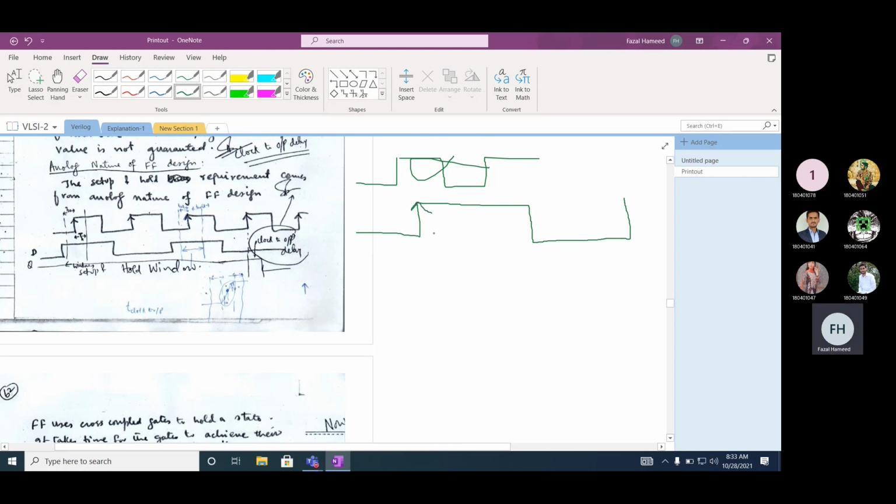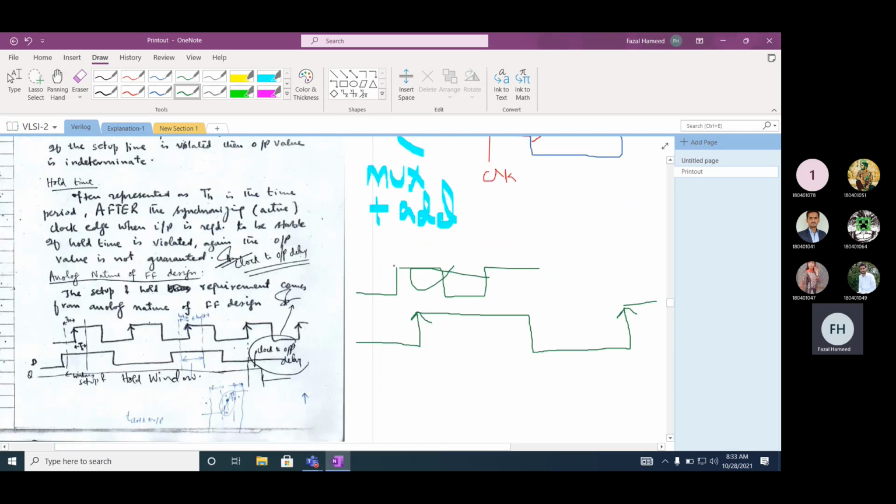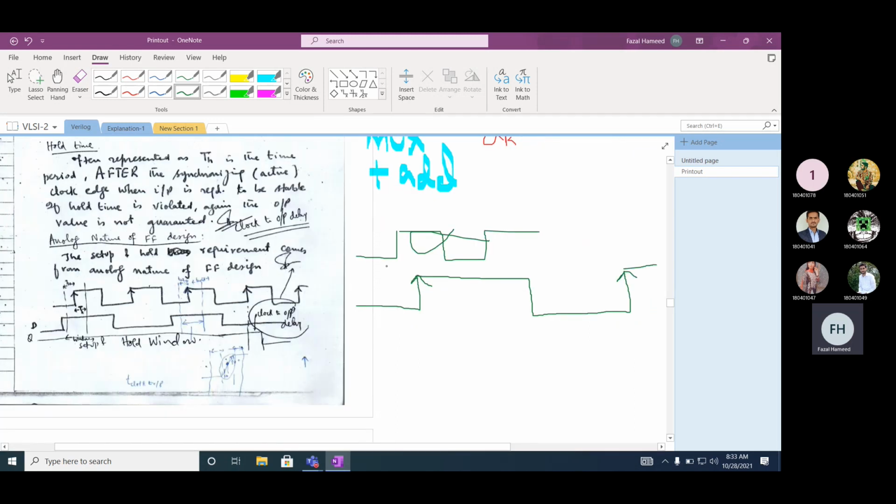Now this is your clock, and there is an active edge of the clock. Is it a positive edge trigger or negative edge trigger? Positive edge trigger. There is one window that is called the setup and hold time window. Now what is the functionality of the flip-flop? At the rising edge of the clock, Q is assigned the value of D. Am I right?